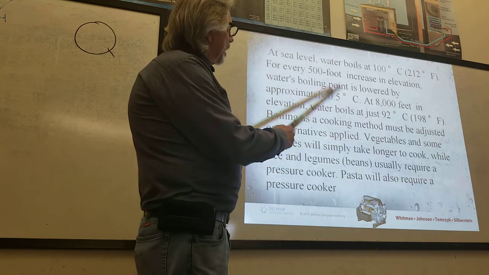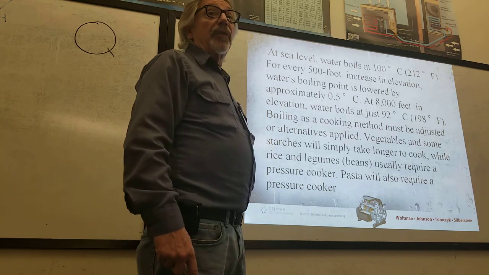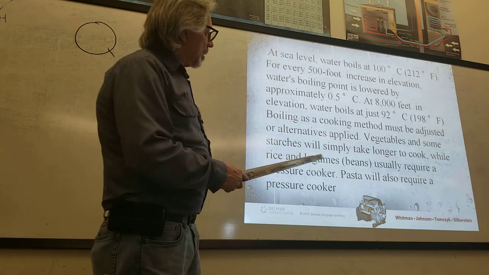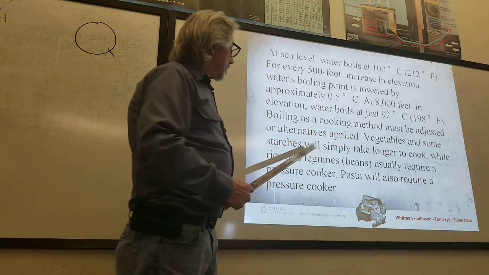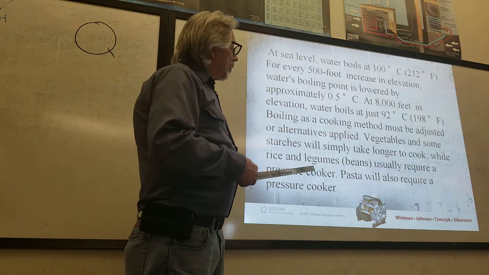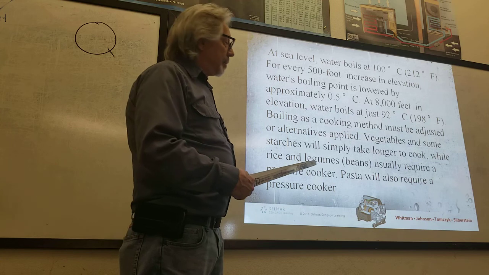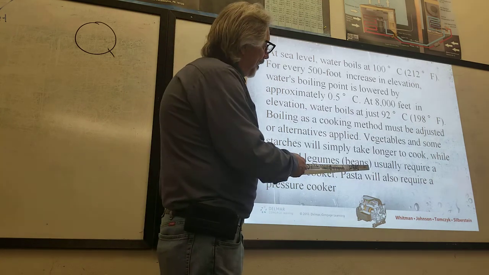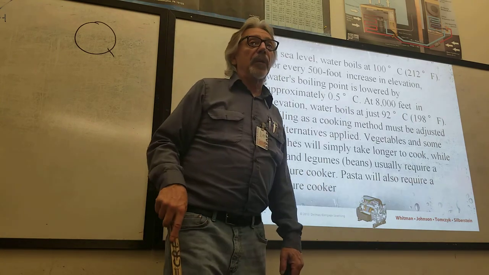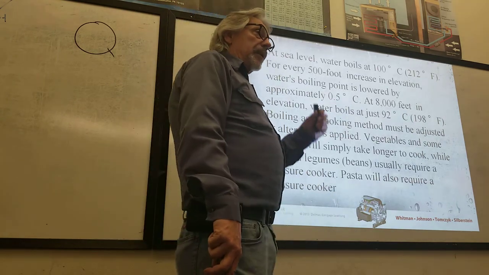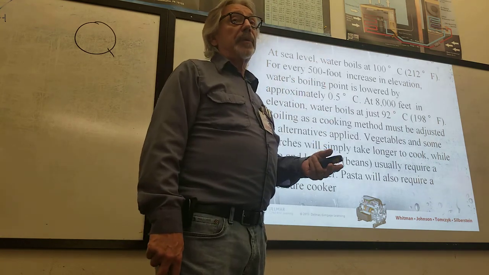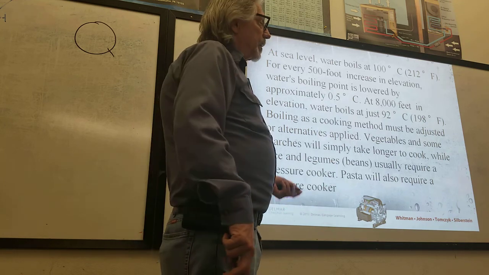So this is actually off a culinary website, to where I can actually show you some of the things. It says that vegetables and some starches will simply take longer to cook in high altitudes. Rice and legumes, which means beans, usually require pressure cookers. Pasta will also require a pressure cooker because it has to be at a certain temperature to cook, and if the water is boiling off before that temperature, it never cooks, right? Does that make sense? Yes.